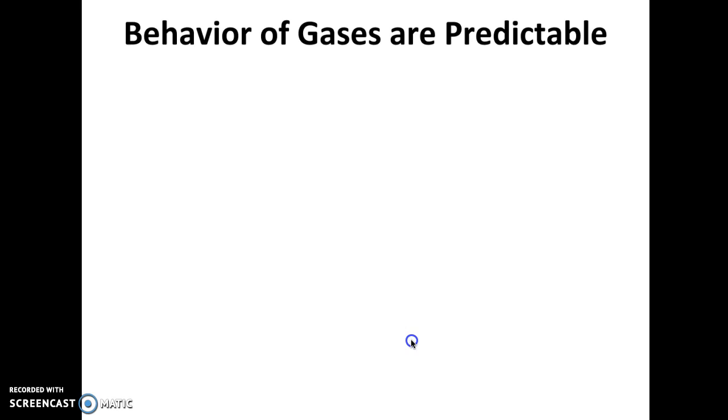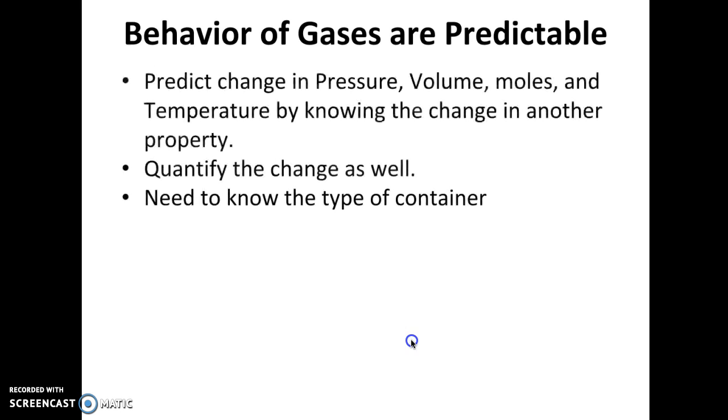All right, so behavior of gases is predictable. And that's one of the cool things about gases and why chemists like to study them. So you can predict the change in the pressure, volume, moles, and temperature by knowing a change in another property. And you can also quantify that change as well.